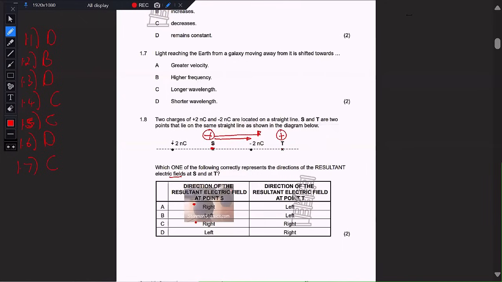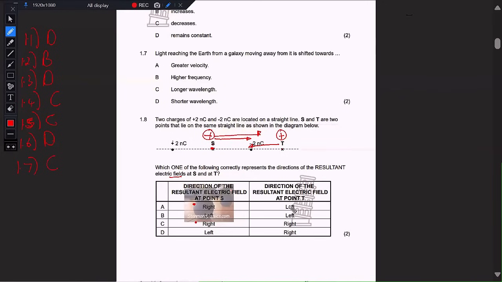Now, let's go and check for point T. Now, for point T, we can see that point T is closer to this negative 2 nanocoulomb here. So obviously, it has to be attracted because it's positive and this one is negative. It has to be attracted towards that, right? So that means it is moving where? It is moving to the left.